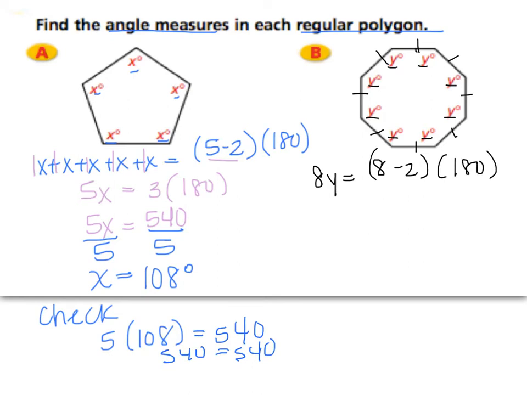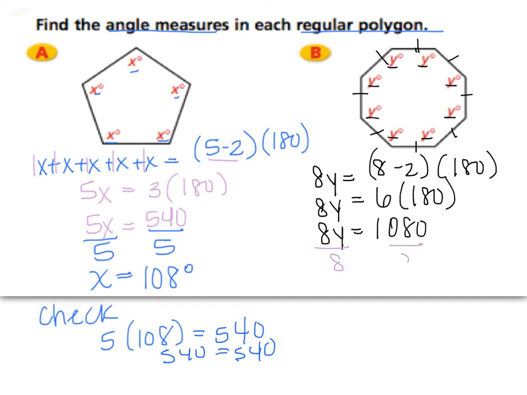Let's simplify this a little bit. Let's leave this as 8y equals 6 times 180. Well, 6 times 180 is 1080. Now let's divide both sides by 8, and y equals 135 degrees. So each interior or inside angle is 135 degrees.